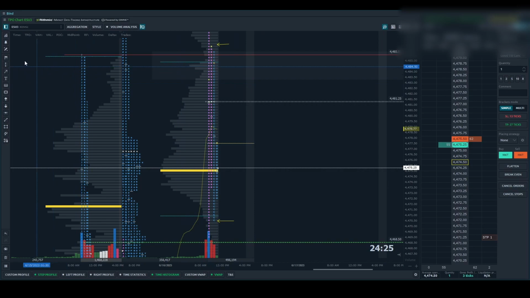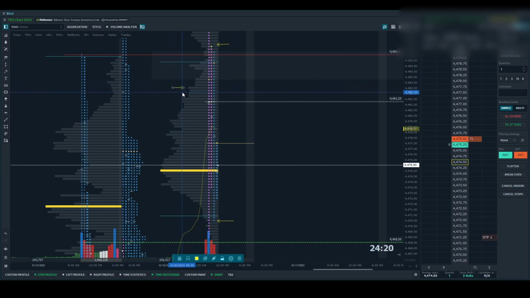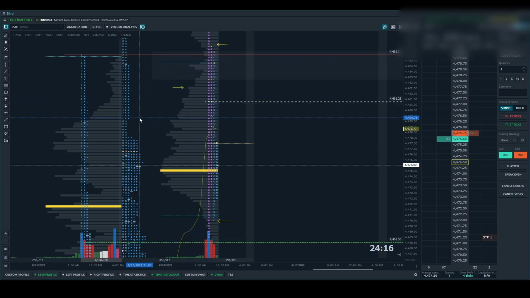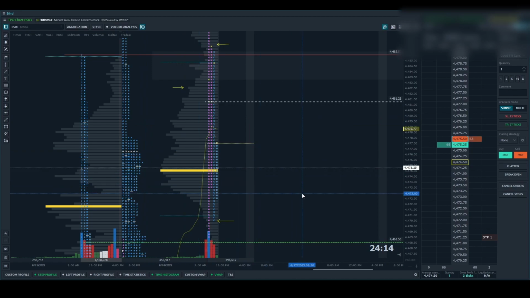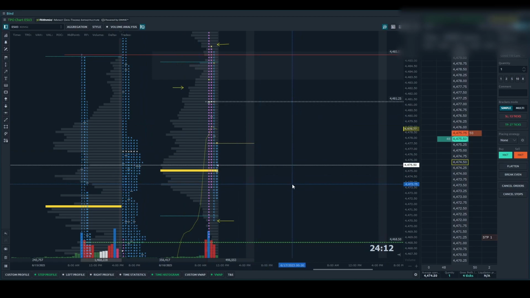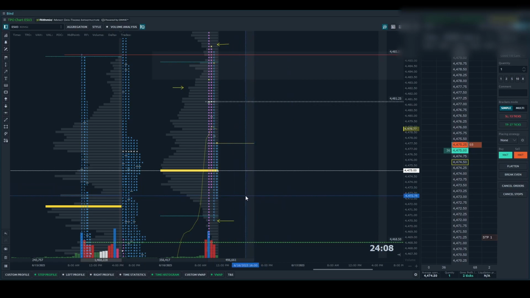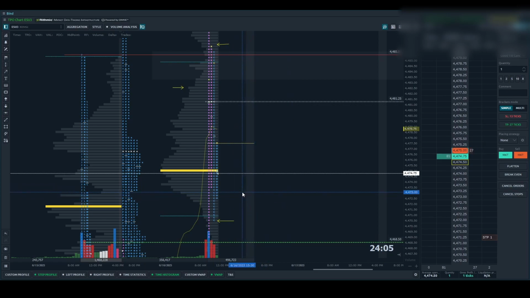I move my first target to here. You can see how the volume profile starts to fade off. So that's where my first target is. Just kind of see how it's moving here. I really wish I would have got another contract in when it pulled back to 73 here, but see how it goes.